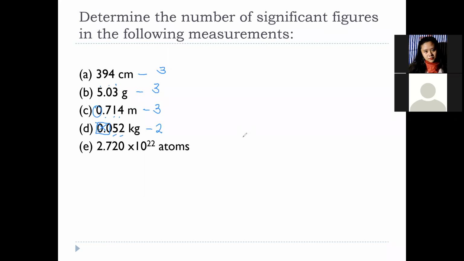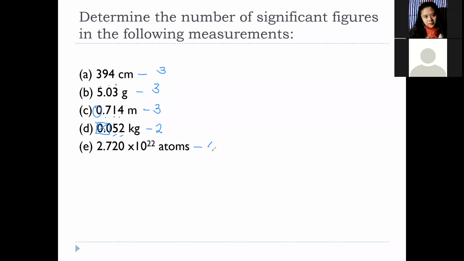Letter E. This one is a scientific notation. 4 po. Okay, 4. Very good. So this is 1, 2, 3, and 4. So the trailing zero here is significant. Kaya meron tayong decimal point.